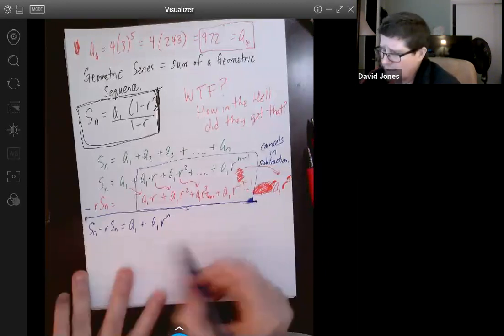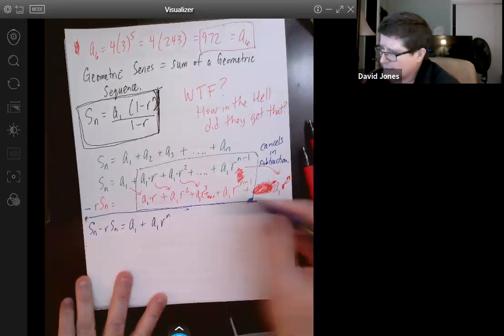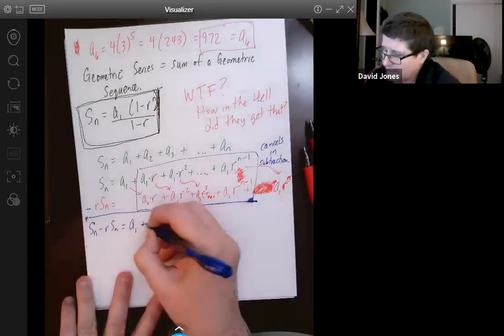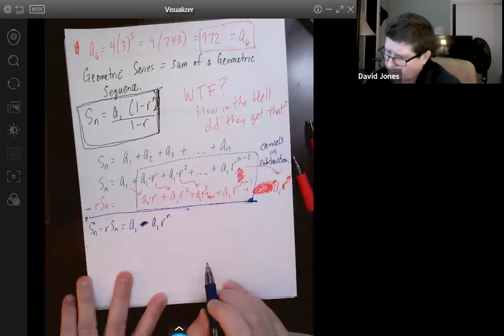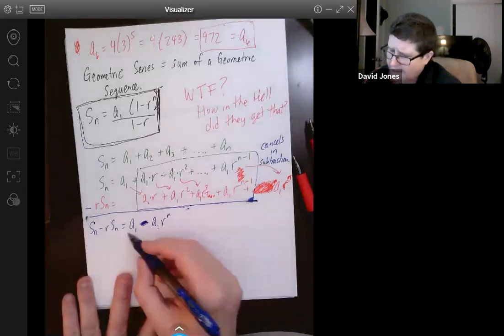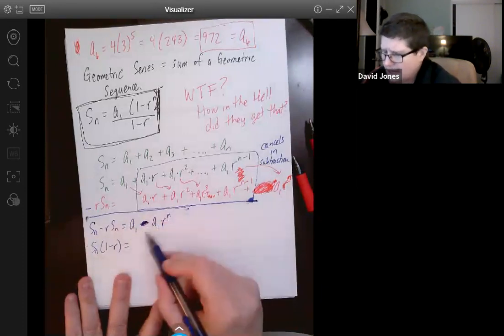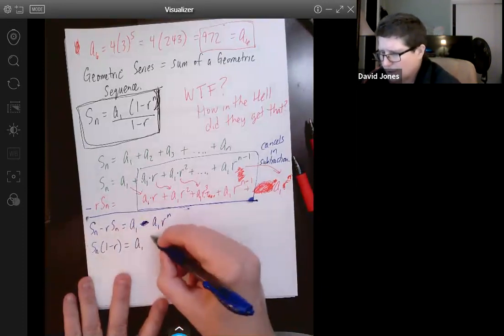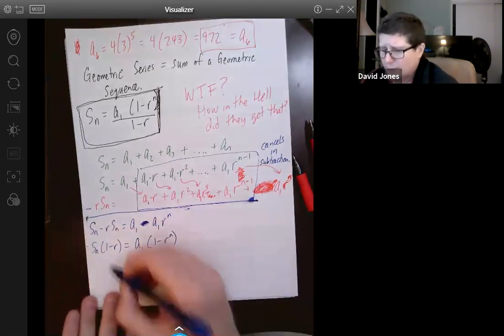All right, so since I'm subtracting it, this one's a negative. That's a negative. So what do I have here? I can factor out the s sub n. I've got s sub n times 1 minus r equals, here I can factor out the a sub 1. I've got a sub 1 times 1 minus r to the n. And now I divide by the 1 minus r.